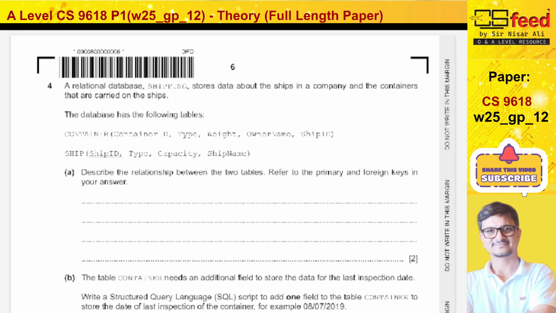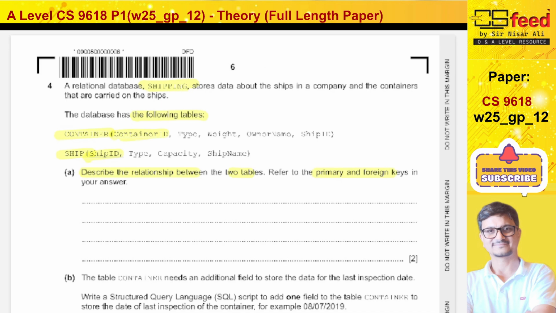The relational database shipping stores data about the ships, company and the containers. The database has the following tables: container and ship. So this is the container ID and this is the ship ID. Now the question here is: describe the relationship between the two tables, referring to the primary and the foreign key in your answer.